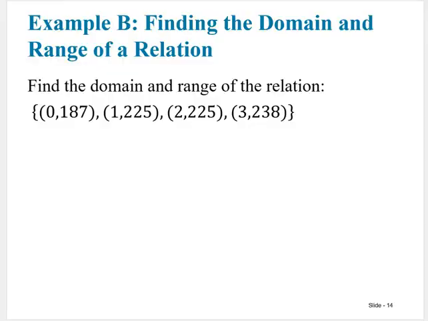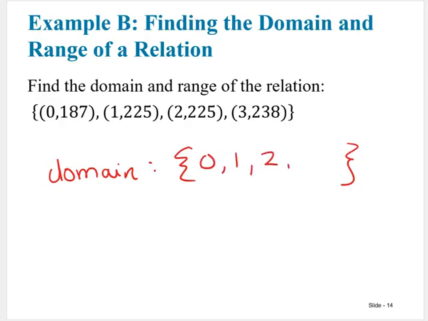So if I gave you an example where I asked you to find the domain and the range of this given relation, let's start with the domain. Again, remember, the domain is the first component of each set. So the domain, in this case, will be the set of numbers that are all in the first component. So 0, 1, 2, and 3 are the first component in each of those. Again, you should always write these in order from lowest to highest when you're listing your numerical components.